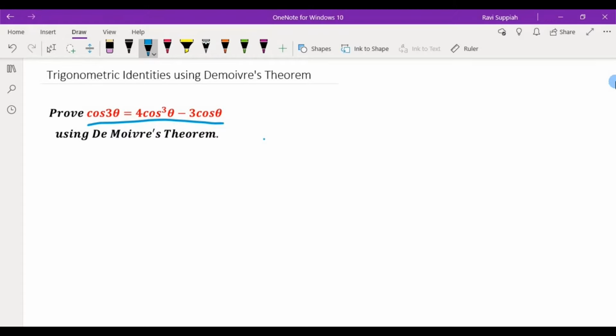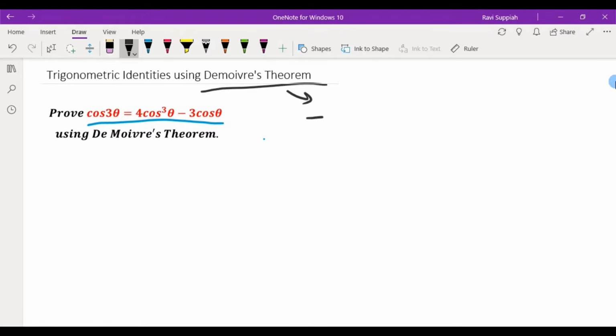Now let's apply De Moivre's theorem first to see what we can observe. In order for me to get cos 3 theta here, we know that the power n must be 3. So just to quickly recap, what is De Moivre's theorem?